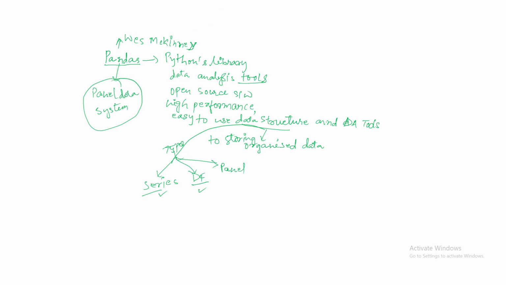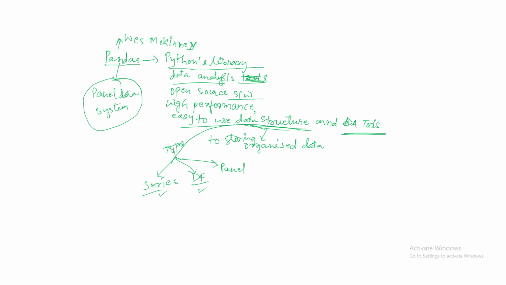So what is pandas? It is a Python library. For which purpose? Data analysis purpose. It is open source software, means it is available free of cost, and it is a high performance, easy to use data structure and data analysis tool. That is why we are using it.